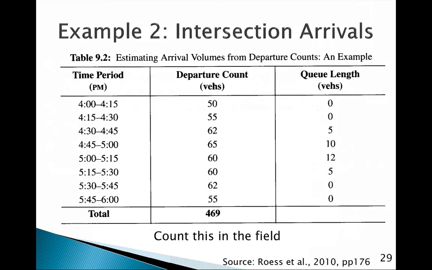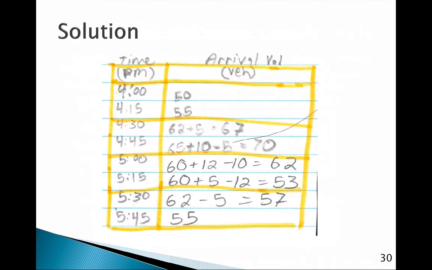So this is a very typical example. From 4 to 4:15, 50 cars arrived. There was no queue. So our arrival and our departure are the same, right? No one got left behind. But if you look at 4:30 to 4:45, 62 came, but only 57 got through. So we had 5 sitting there in the queue. So at the next 15-minute period, we counted 65 departing, sorry, but then we had 10 left over in the queue, and so on. So how do we get to the arrivals that we want after we've counted only departures? It looks like this.